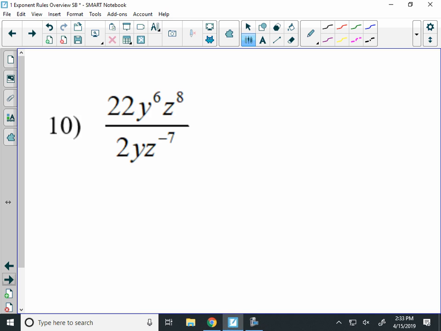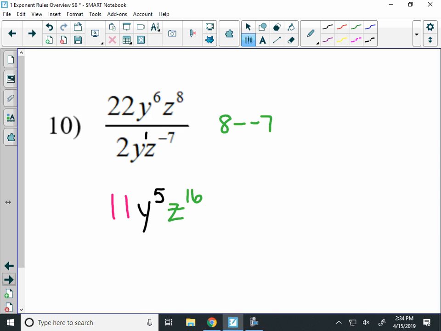I'll look at 10 next. Again, I'm still dividing, so I'm going to divide the numbers. 22 over 2 is 11. The y's here, I'm going to subtract their exponents. 6 minus 1 is y to the fifth. And the z's, I have to be careful here. 8 minus negative 7 would be z to the 16th.